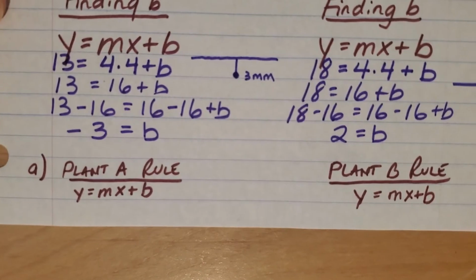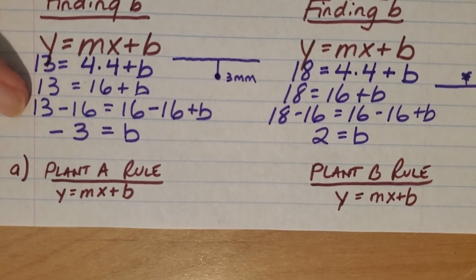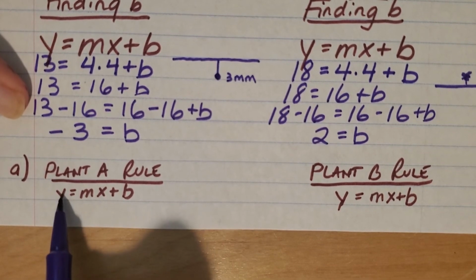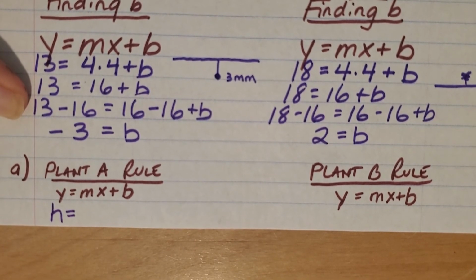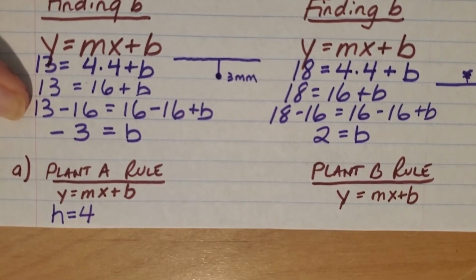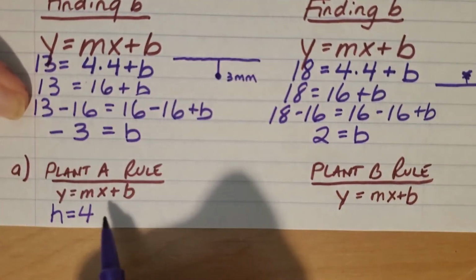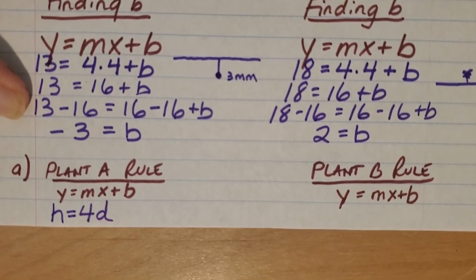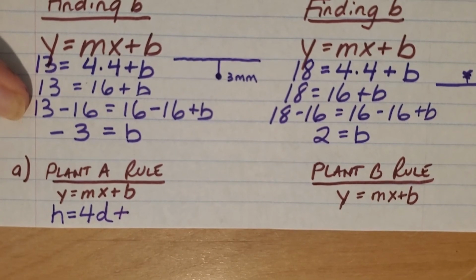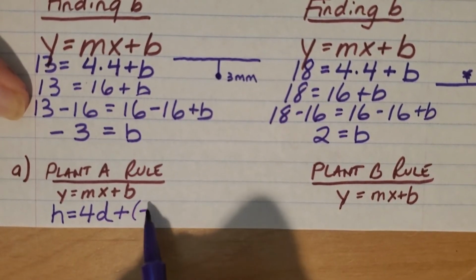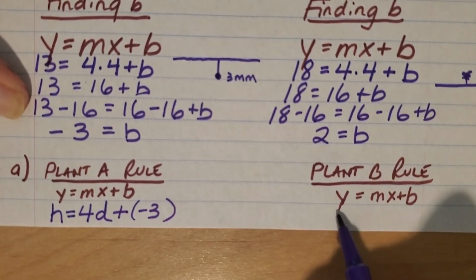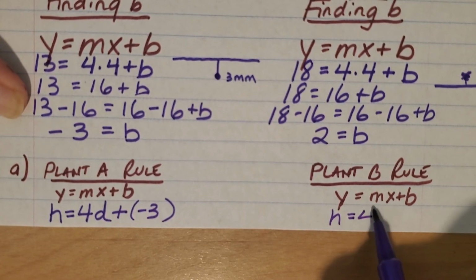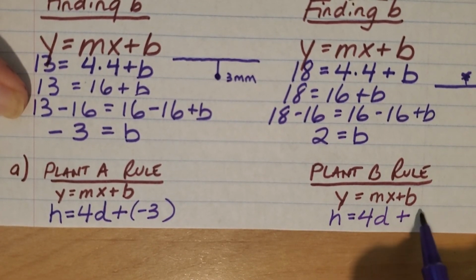And now I'm going to go to the last question, which was really the first question. We want a rule for each plant. So remember the Y in our table really identified the height of the plant. The M is our growth. It was growing by a rate of 4 per day. And I'm going to replace the X with a D because that's what we have in our table. And we just found out that the B or the Y-intercept was -3. So that's the rule for plant A. The rule for plant B is going to be the height of the plant is 4 times the number of days plus 2.